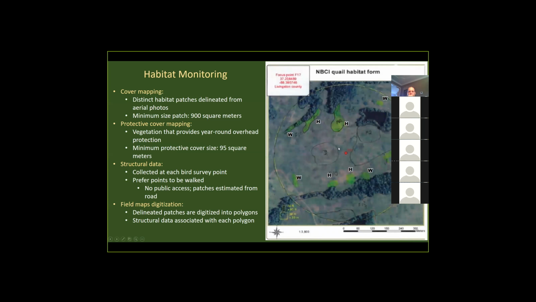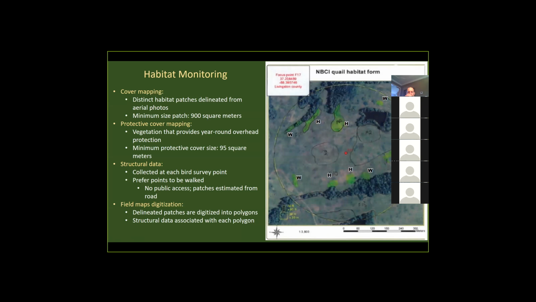So the most intense data collection is the habitat monitoring data. We have a lot of little parts to this. So one of the parts is cover mapping. This is where you're going to start outlining distinct habitat patches on these data sheets. So you'll drop your aerial photo in there, and then you can draw, like this example over to the right here. You can draw on that and figure out what patches have similar composition, similar vegetation structure, and you'll start delineating those.